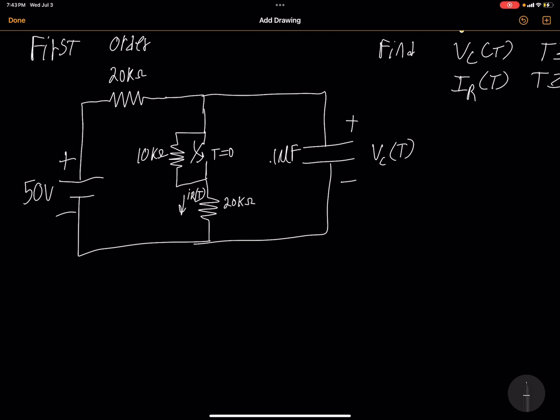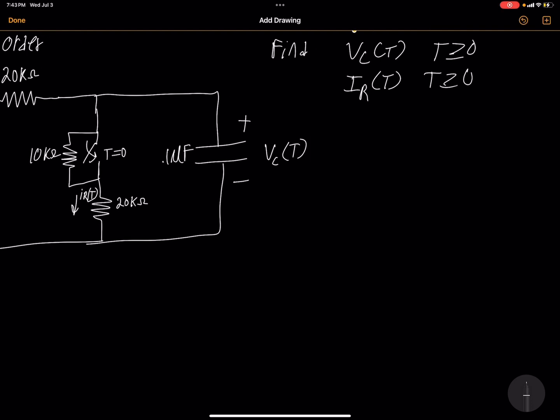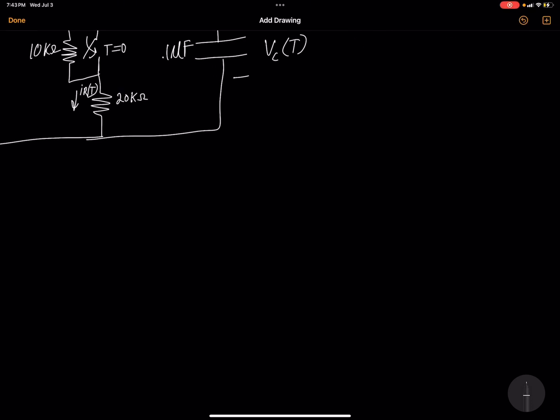So, first we need to figure out two things. Voltage as a function of time across the capacitor, and current as a function of time across that resistor. And we are going to find that first. Let us solve the circuit for t less than 0. So that's going to be all values of time less than 0. So this is before that switch comes down.